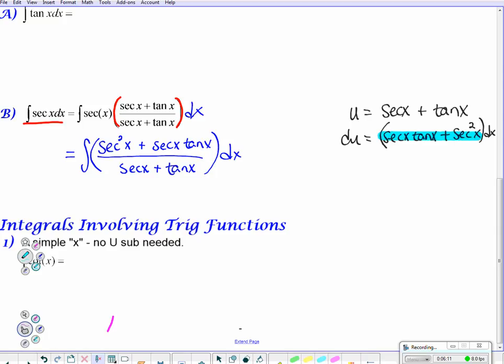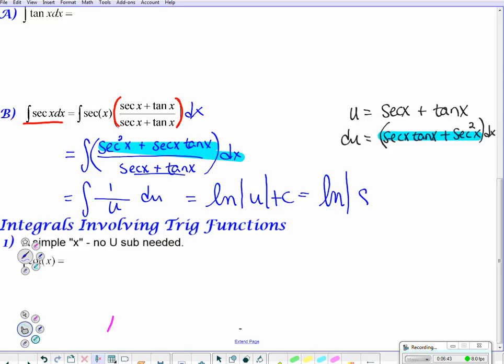This matches perfectly with that, just different order, but we know we can commute the addition property. So this is nice, this is perfect. Integral 1 over u, that's our secant x tangent x. The du goes in place of secant x dx. So I get du, and this gives us the natural log of u plus c. Replace u, and look what pops in, secant x plus tangent x plus c.